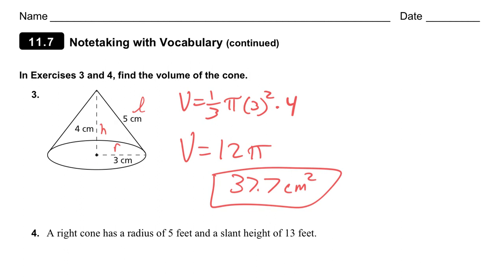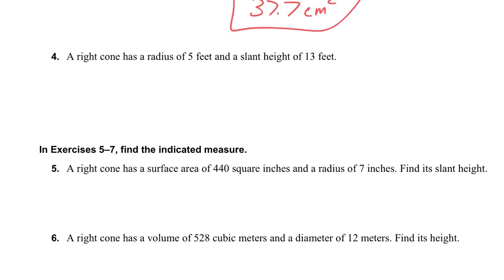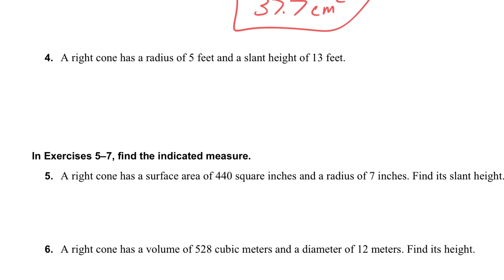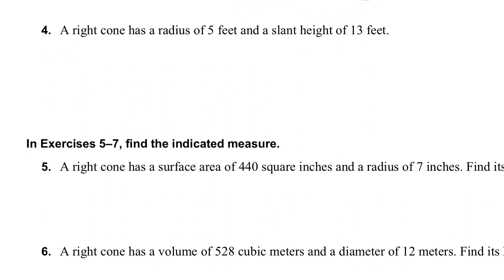So the next one we have is a right cone with a radius and a slant height. And for this question, we have to make a little picture here. When we have that right cone, we have a radius of 5, but then that slant height on the outside is 13. It's the height that we don't know. Because heights are measured at a perpendicular, that's a right triangle. So now we have to use the Pythagorean theorem to figure out the height.